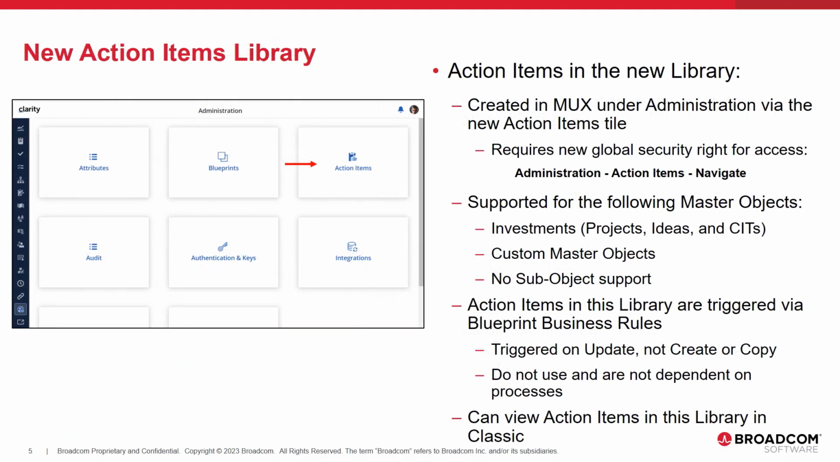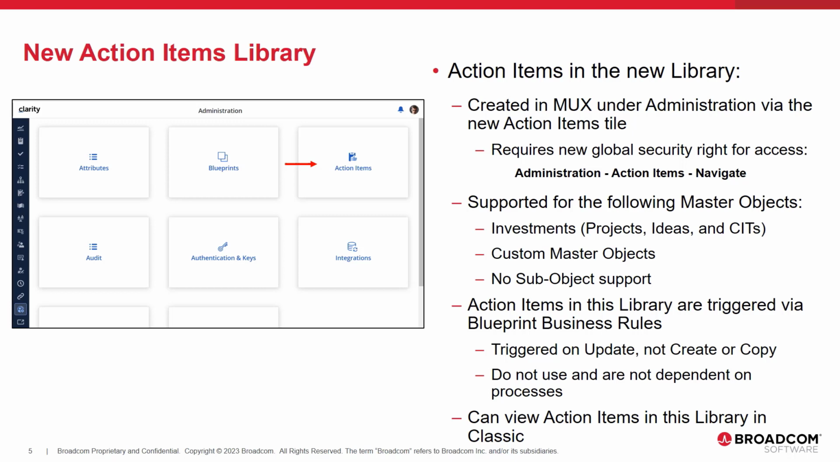To create new action items in this library, you need to navigate into Administration, and you'll see a new tile called Action Items. Now, in order to see this tile, you need to have a new global security right called Administration Action Items Navigate. Users will be able to create new action items for investments and custom master objects, but currently we do not have sub-object support.